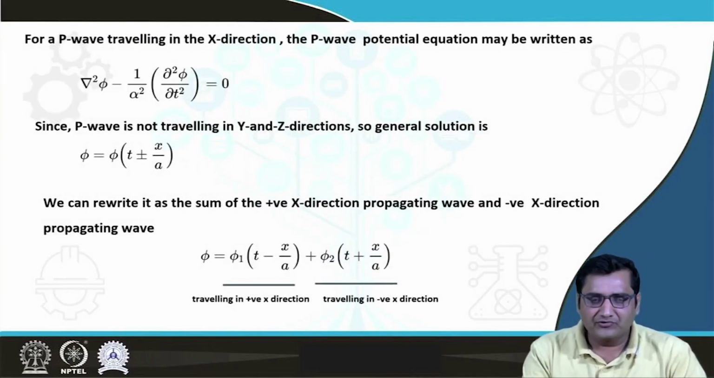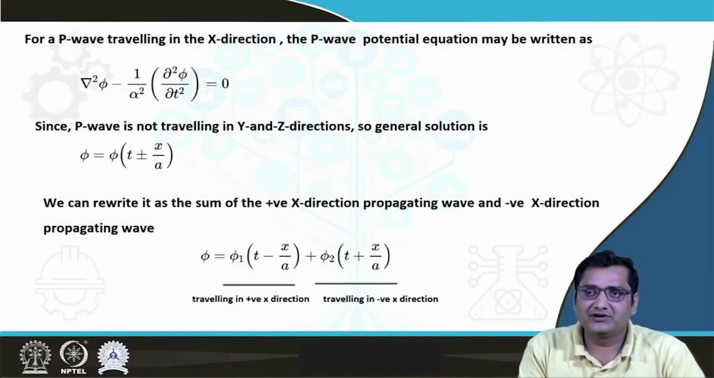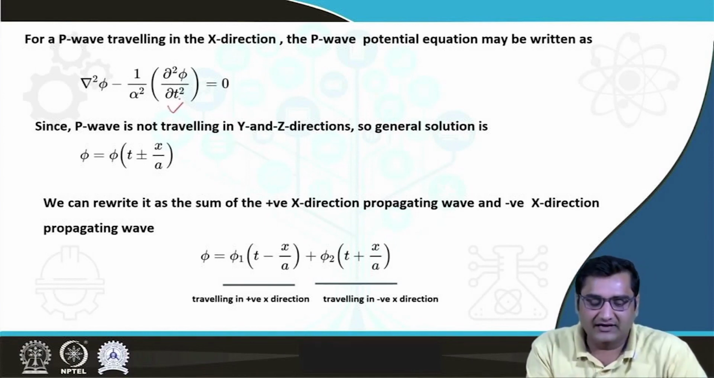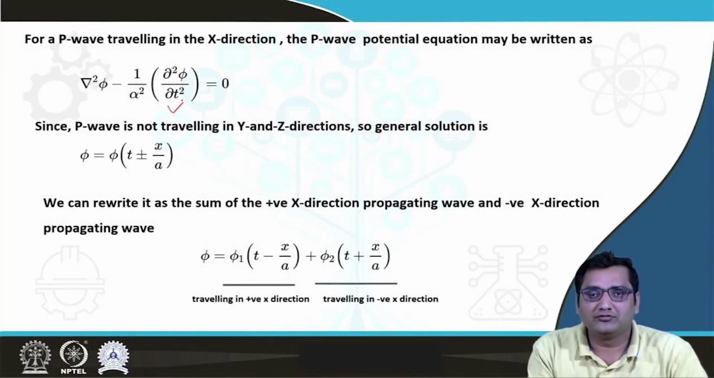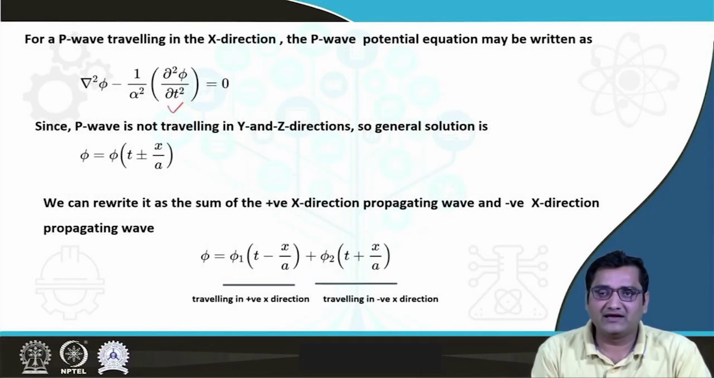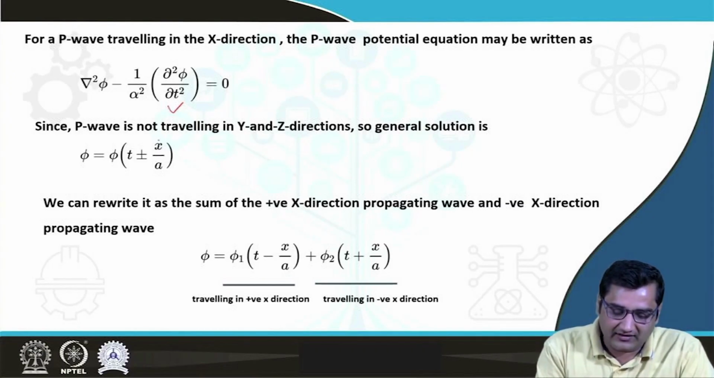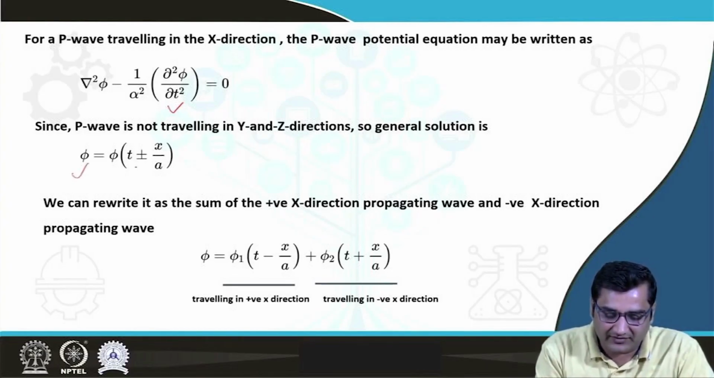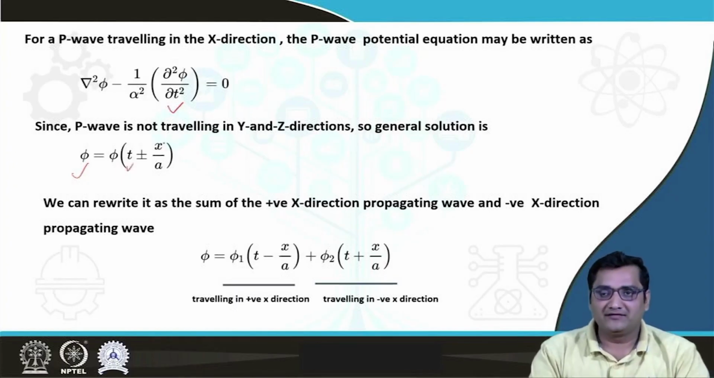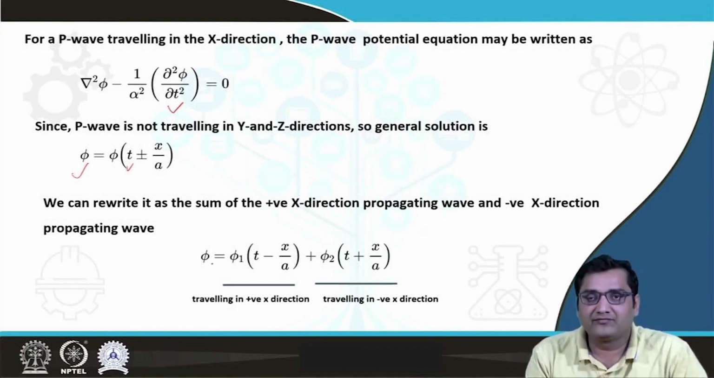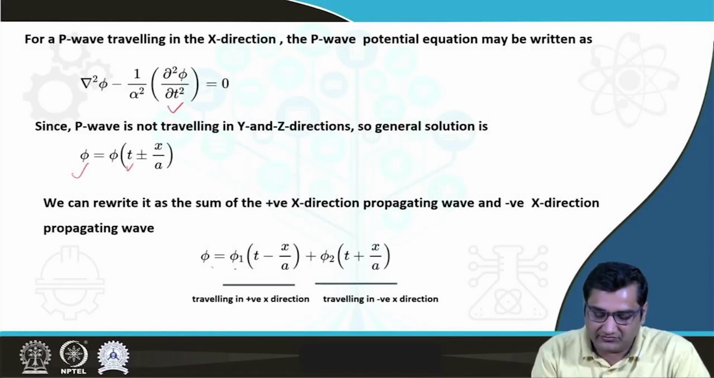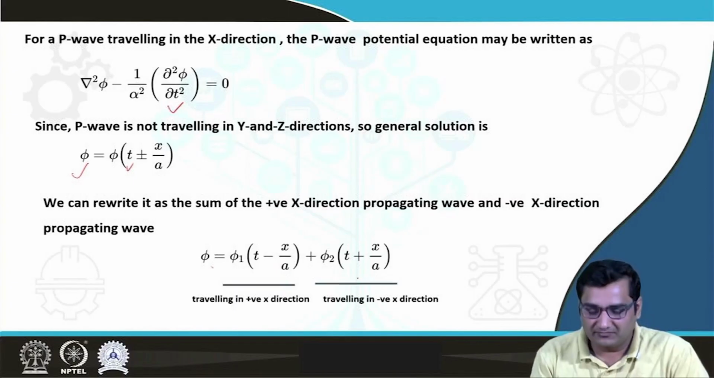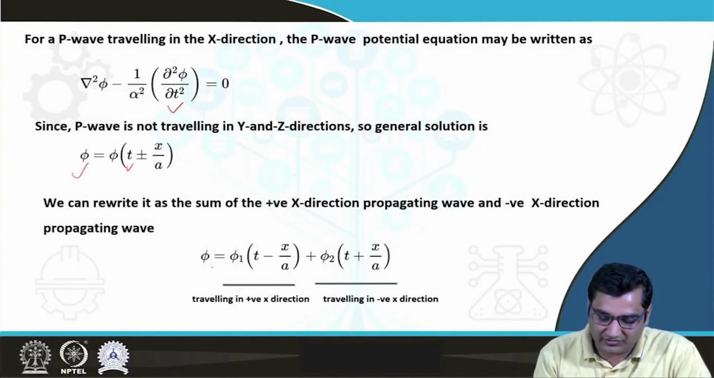Now let's suppose the P wave is traveling in the x direction. The P wave potential equation may be written as something like this: del square phi minus 1 by alpha square times del square phi by del t square is equal to 0. Since this P wave is not traveling in the y and z directions, the general solution you can take for the scalar potential phi is a function of t plus or minus x by alpha. We can also denote this phi as a sum of the P wave traveling in the positive x direction and the negative x direction, so phi is equal to phi 1 as a function of t minus x by alpha plus phi 2 as a function of t plus x by alpha. You can see this is your positive x direction wave, and this is your negative x direction wave.